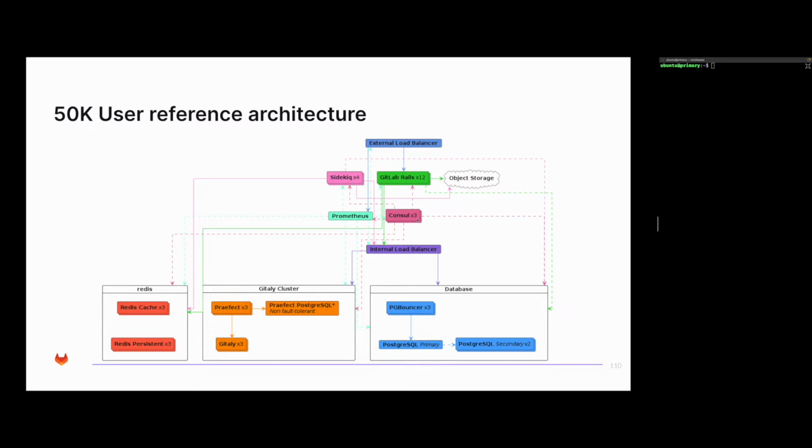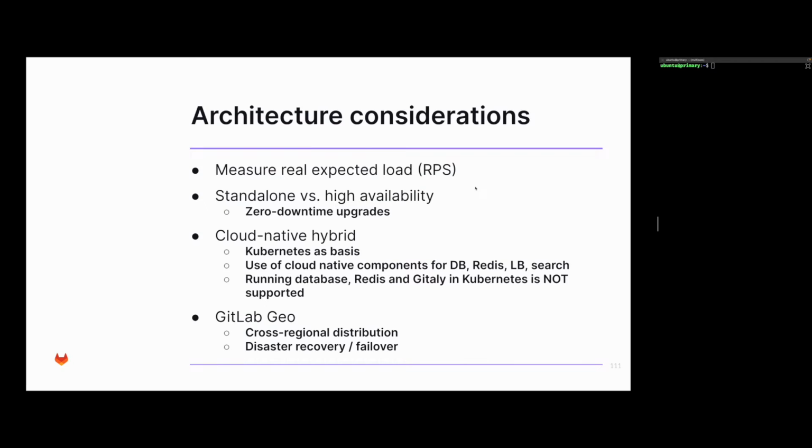Same goes for Sidekiq and Consul. Object storage, I'll come to that later again, but that's using existing scalable object storage solutions that come, for example, with Amazon, Google, or Azure. Now, which reference architecture should you pick?